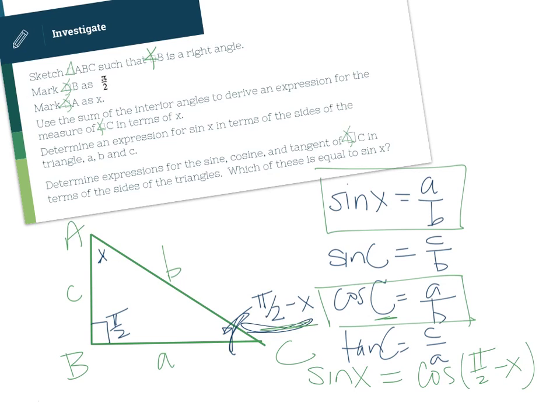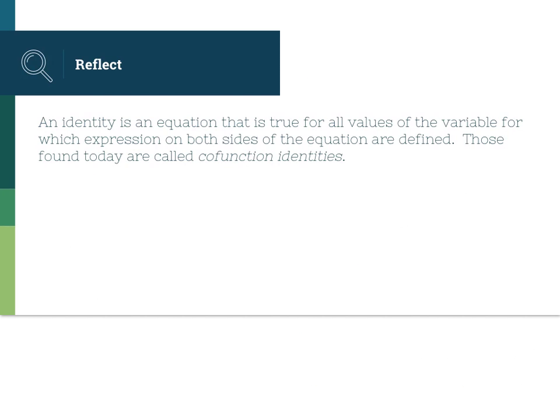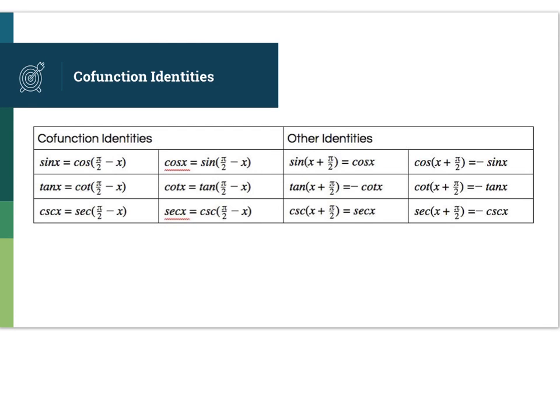An identity is an equation that is true for all values of the variable for which the expression on both sides of the equation are defined. Those that we're looking at today are called cofunction identities. Here are the numerous cofunction identities and other identities that we can use today. Notice that sine x is equal to cos of pi by 2 minus x. Similarly, cos x is equal to the sine of pi by 2 minus x. And that continues for the other ratios, even though we generally focus on the sine and cosine.